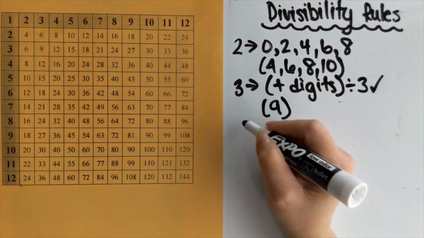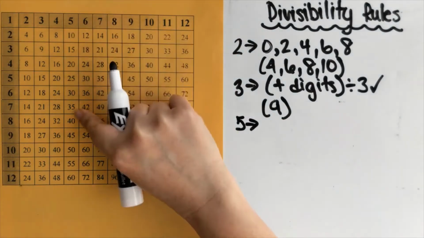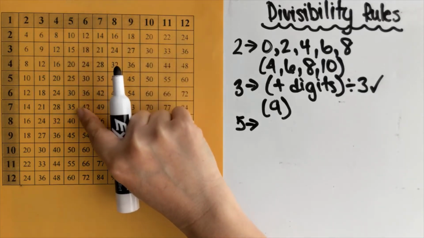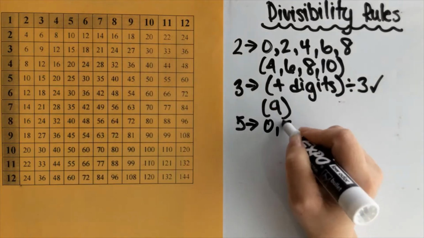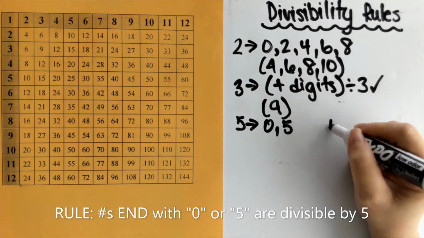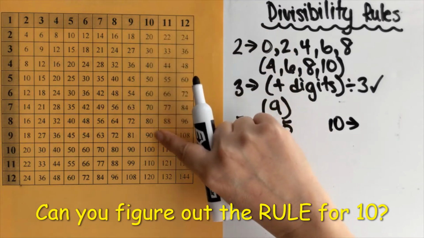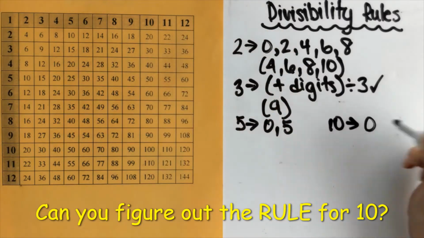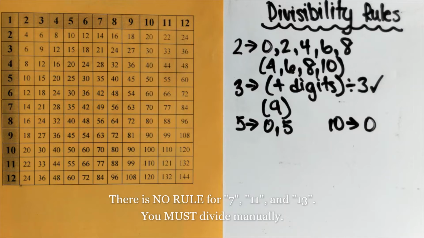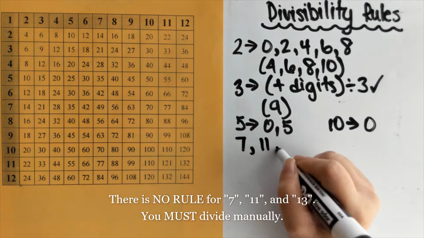Another rule that is easy to remember is 5s. Notice how my 5s right here, all of my facts end with either 0 or 5. So any number that ends with 0 or 5 is divisible by 5. And 10 is also kind of the same thing. Notice the ending numbers all end with 0. With this said, when we're looking for primes, the only numbers you will actually have to test are 7, 11, and 13.